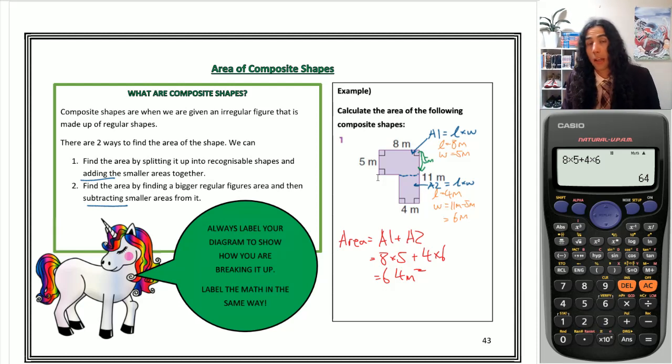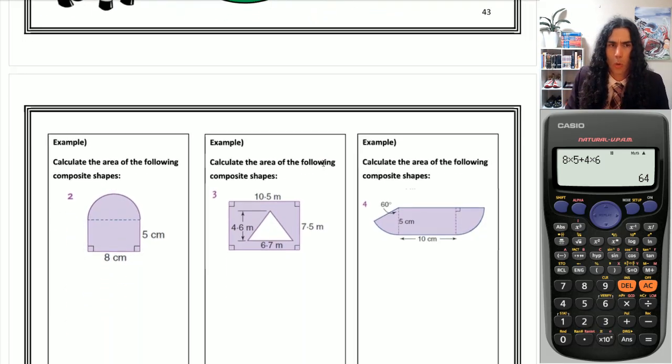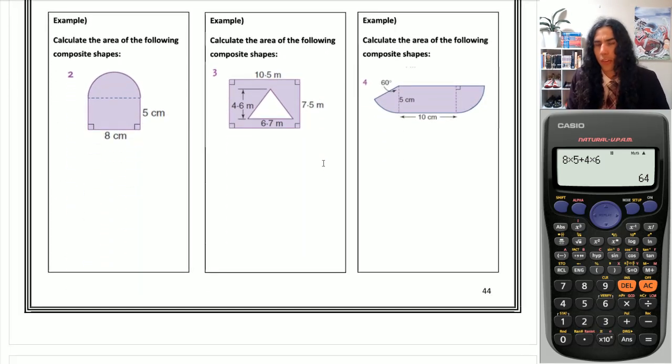All right, I'm going to scroll down in 3, 1. Down we go. Lots of examples. 3 more examples for you. Got to do the same process. Give things a name. A1, A2. Names are so useful.